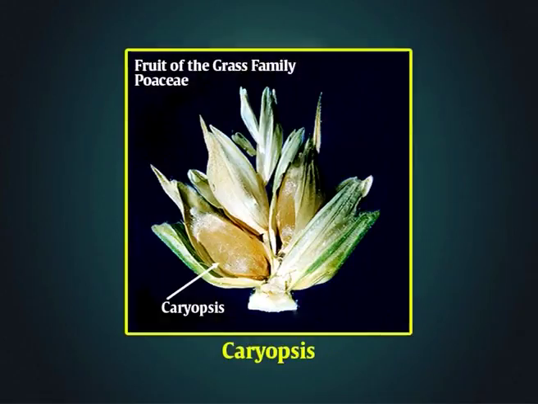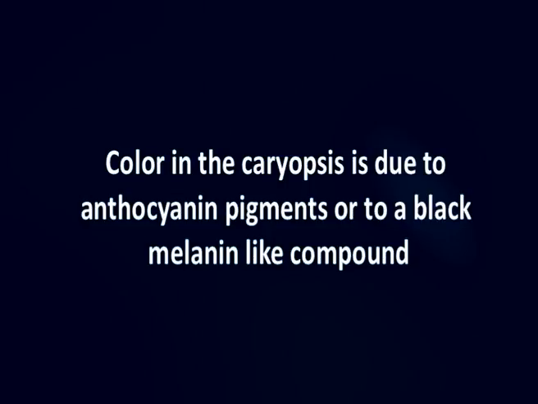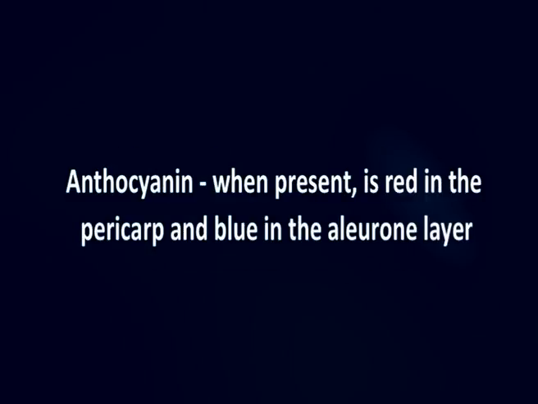The color of the grain in covered barleys depends on the color of the caryopsis and the second husk, that is the palea. Color in the caryopsis is due to the anthocyanin pigments or to a black melanin-like compound. Anthocyanin, when present, is red in the pericarp and blue in the aleurone layer.